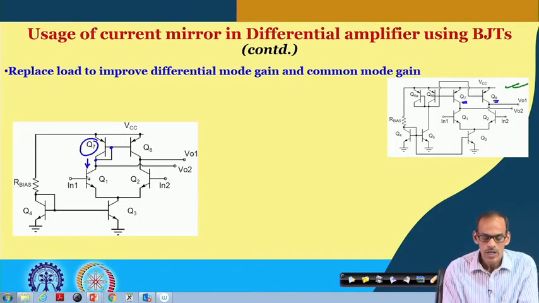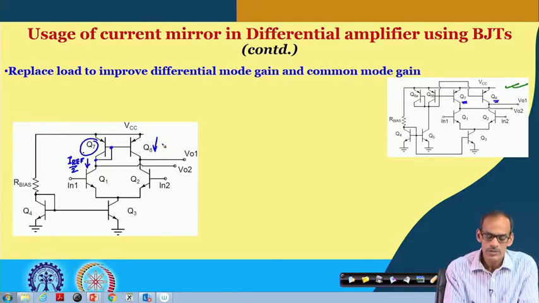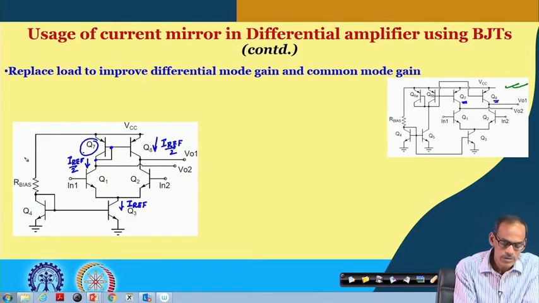If it is having, say, half of the current flowing here, then that half current, or I ref by 2, can be mirrored into transistor 8. So, if this is I ref by 2, these two currents together are giving I ref, and that definitely makes the circuit simpler.